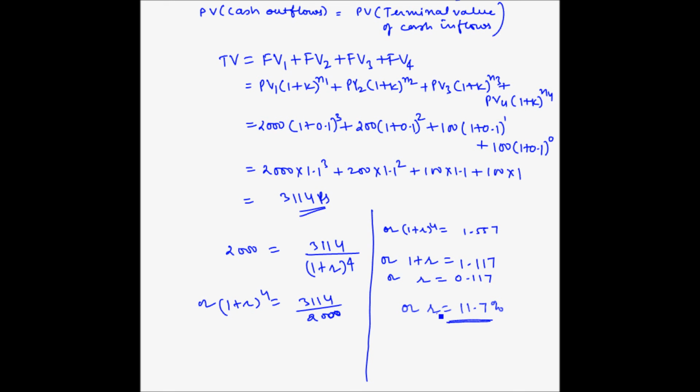Now this is for project Y, and earlier we had found the modified internal rate of return for project X, which was 13.09%. So definitely the modified internal rate of return for project X is greater than that of project Y. So since these two projects are mutually exclusive and only one of them can be added to the capital budget, we should recommend project X.